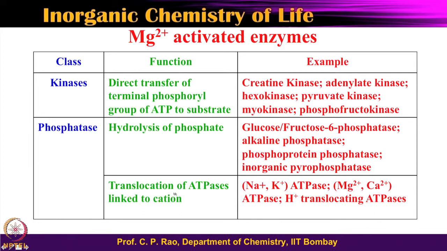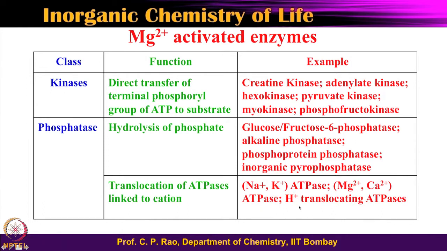Okay. So, translocation of ATPases linked to the cation, that is also taking the phosphoryl moiety from one position to another position. Or you can also have the phosphate moiety shifted from one side to the other side due to phosphorylation and dephosphorylation. So, these things happen because of phosphorylation and dephosphorylation. These are the main part of sodium potassium ATPase, magnesium calcium ATPase.